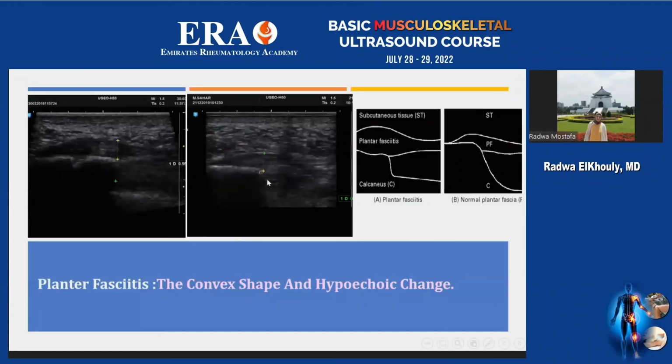For the plantar fascia, the most common pathology is plantar fasciitis: hypoechoic thickening and convexity of the plantar fascia at its origin from the calcaneus. This is the normal plantar fascia, and here is the hypoechoic thickening with convexity of the fascia. We can measure its thickness; normal thickness at its origin from the calcaneal bone is about 4 millimeters, and if it's increased, it suggests plantar fasciitis.